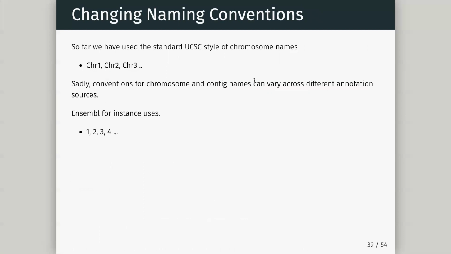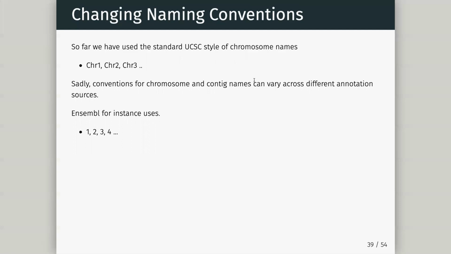Something which confuses me a lot, and is a real pain, is that there are different chromosome naming conventions. The big ones are Ensembl and UCSC. Ensembl does 1, 2, 3, 4. UCSC does chr1, chr2, chr3. That's a simple fix, you would think.